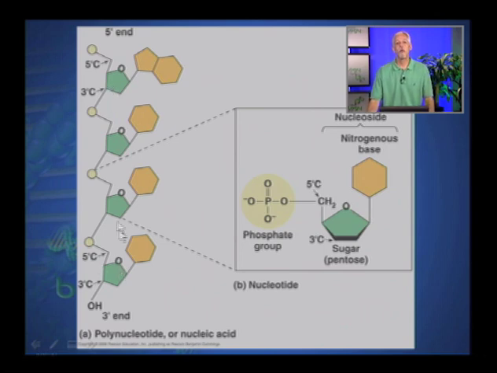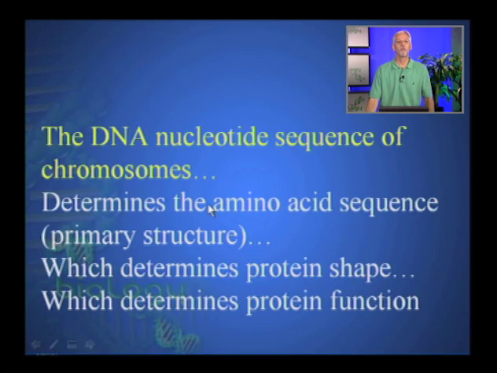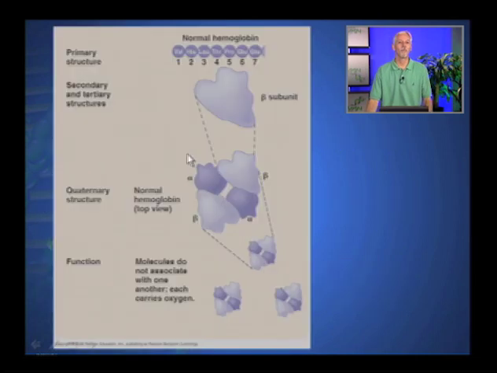And there are 4 different nucleotides that are used in building DNA. So DNA has a certain sequence of nucleotides that translate then to a certain sequence of amino acids. So the DNA nucleotide sequence of chromosomes determines the amino acid sequence, or the primary structure, of our proteins, which in turn determines protein shape, which in turn determines protein function.